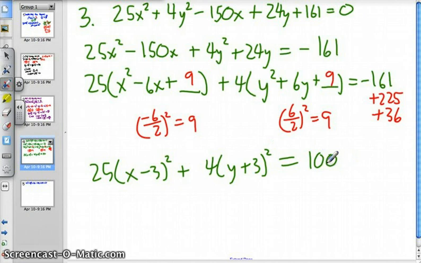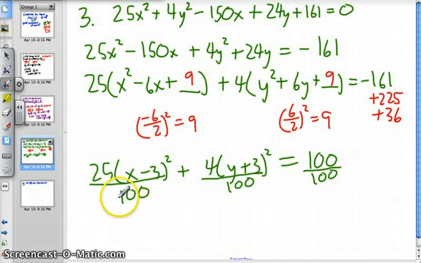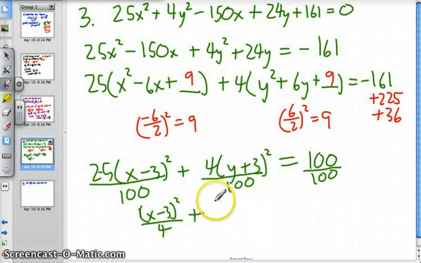Now notice I still don't have it in standard form yet because this isn't equal to 1. So I'm going to divide every term by 100. And then I need to reduce these fractions here. Otherwise, it's not in standard form still because I can't have a coefficient in front of my x and my y up here. So 25 over 100 is going to reduce to 1 over 4. So that'll just be x minus 3 squared over 4. And 4 over 100 is going to reduce to 1 over 25. So that's y plus 3 squared all over 25. And now it's equal to 1. So it's in standard form.